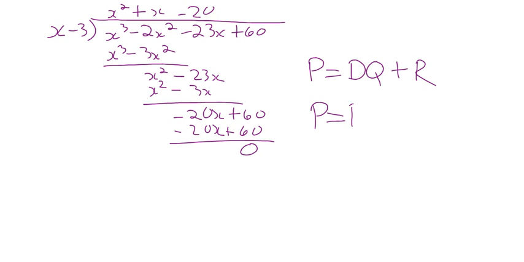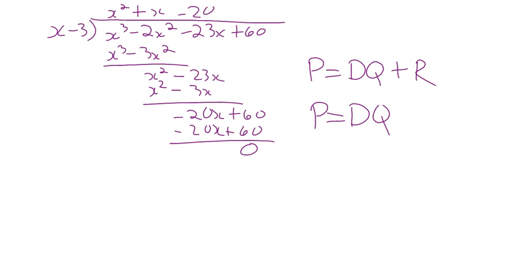Which is really, in this case, p equals dq. I'm just leaving off the x's at this point. Saying the polynomial is a divisor times the quotient plus the remainder, but the remainder is 0. So in this particular case, polynomial is divisor times the quotient, which means that x minus 3 is what, in relation to this? A factor. Okay, it's a factor. Since it goes in evenly, there's no remainder, then it's a factor of that.